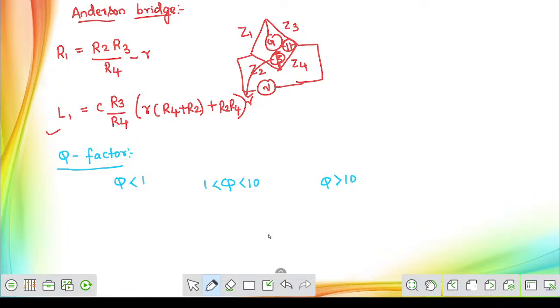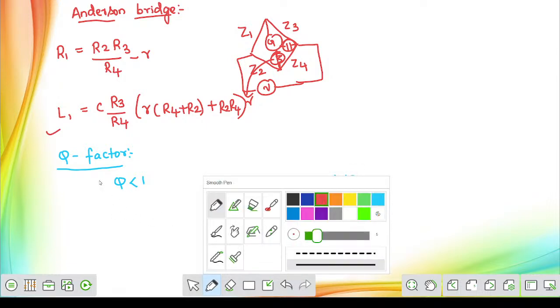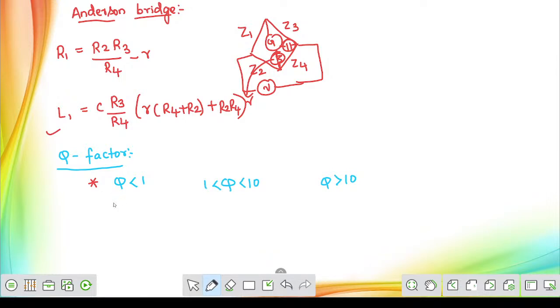Now in these three ranges, suppose the value of quality factor is less than 1, which device? We have seen 5 devices: Anderson bridge, Maxwell inductance bridge, Maxwell inductance capacitance bridge, Hay's bridge, Owen's bridge. Out of these 5 methods, which device is suitable to measure a low value of the quality factor? The best suitable device is the Anderson bridge. Anderson bridge is the one used to measure low values of the quality factor.